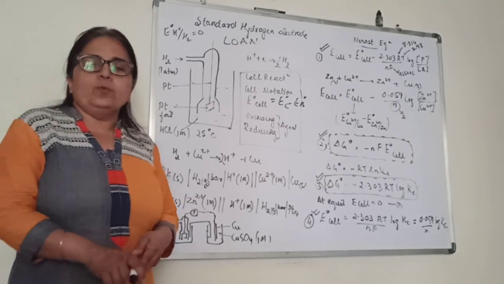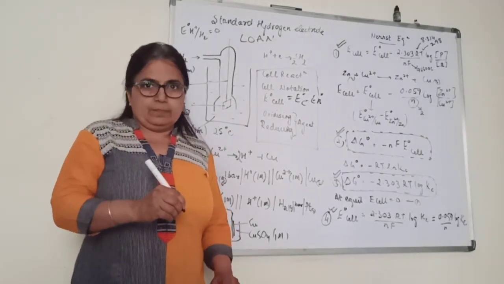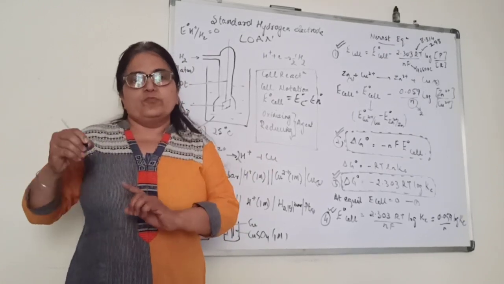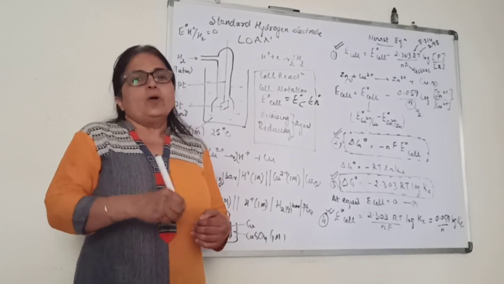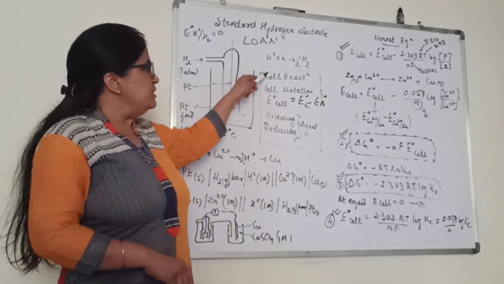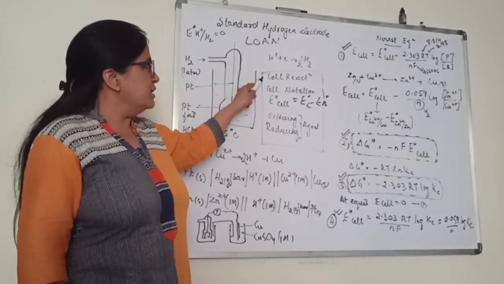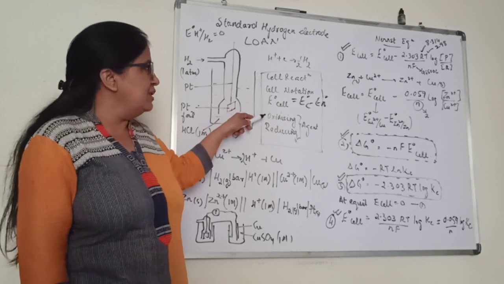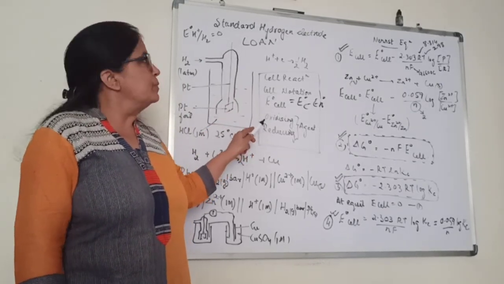Now if I give you one question, you write down: if the E naught value, the reduction potential value, of silver is 0.8 volt and that of copper is plus 0.34 volt, write down all these things for the copper and silver electrode. Cell reaction, cell notation, E naught cell, oxidizing and reducing agent. All of you will write it in your copies.